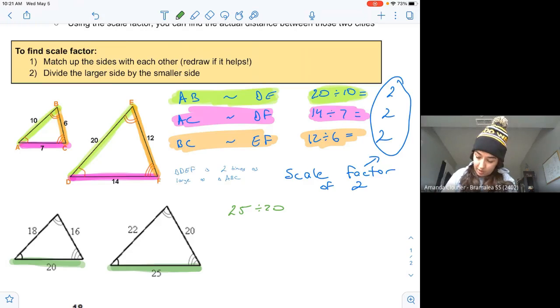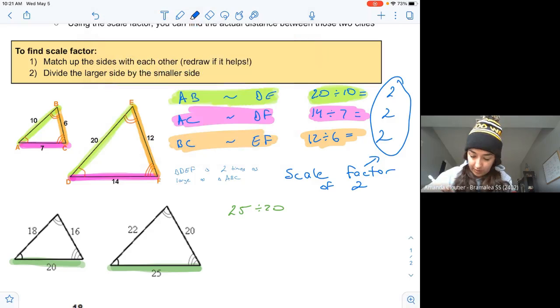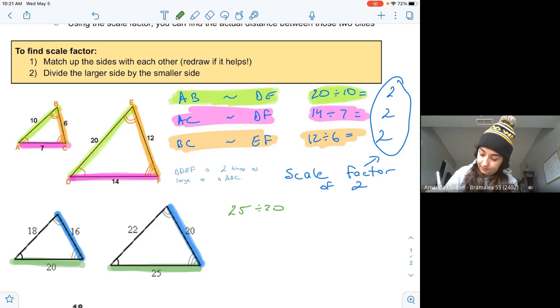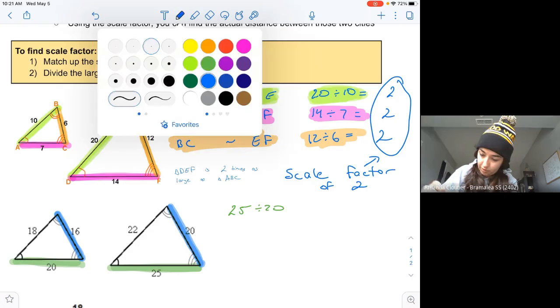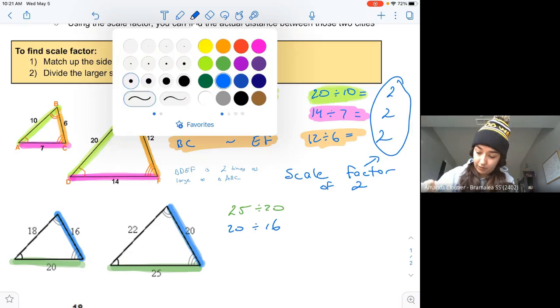Perfect. It says 20 and 18. You want to try again there, Nishan? 20 and 16 match up. Good. I think there was just a bit of a typo there. So 20 and 16, these guys match up. So then that'll be 20 divided by 16. Perfect. And then we are left with our leftovers here.